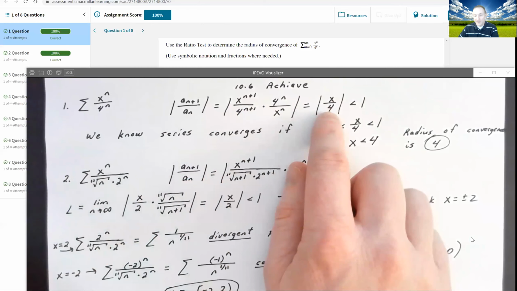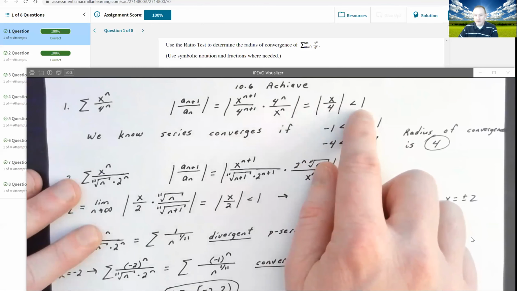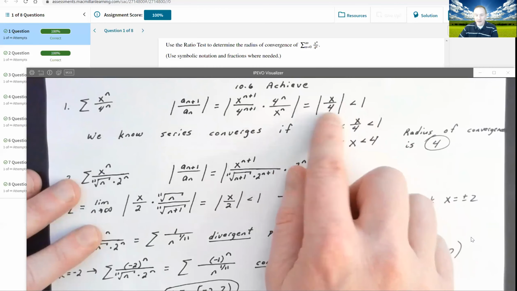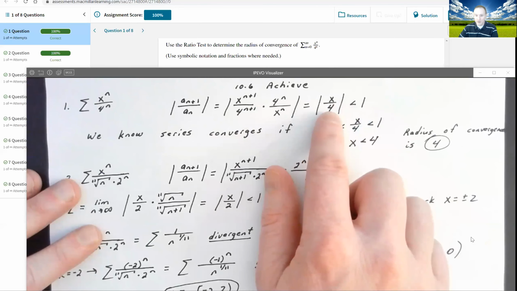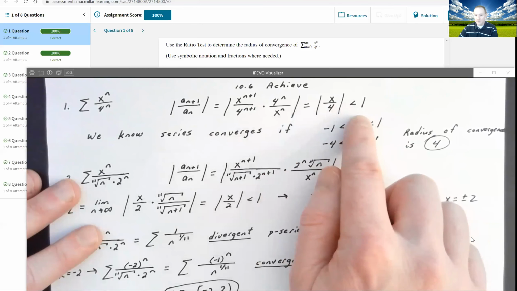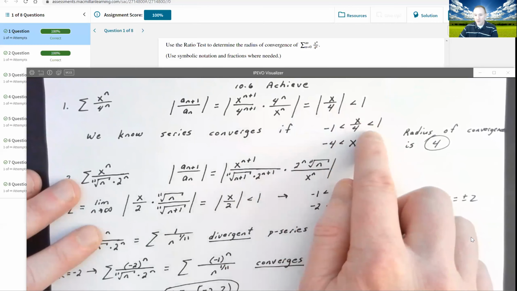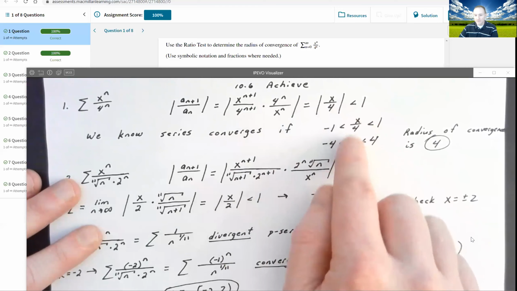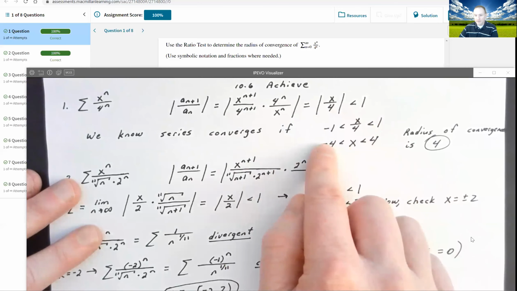so I'll have the absolute value of x over 4. Now, I know that the ratio test tells me that it's going to converge if the limit as n approaches infinity of that fraction is less than 1. Well, there's no n left in it anymore. So I know the absolute value of x over 4 has to be less than 1, which tells me that x over 4 has to be less than 1 and greater than negative 1. And then if you solve for x, x has to be less than 4 and greater than negative 4.